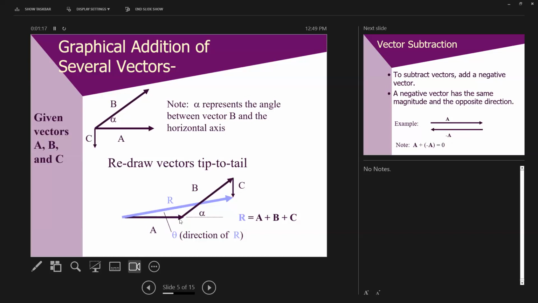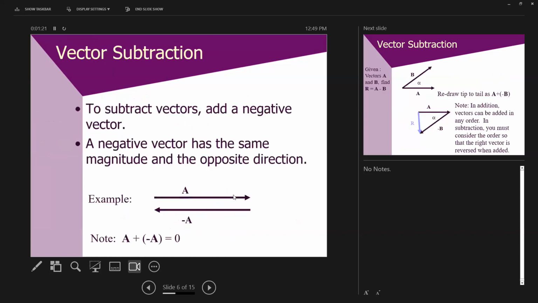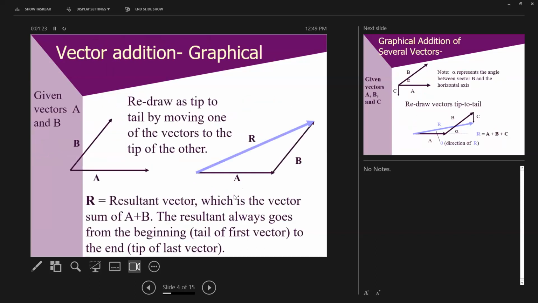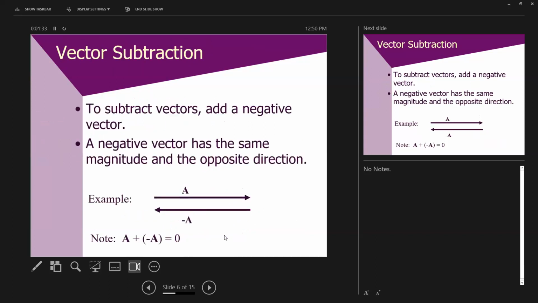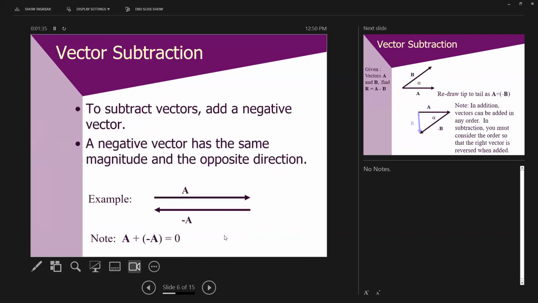At the end of the first vector, you make the second vector. At the end of the second vector, you make the third vector, and then you join the initial and final position. So the graphical method lets you add more than two vectors. It's easy to use this tip-to-tail method, and it's easy to check right away if your algebraic way of solving the problem makes sense.